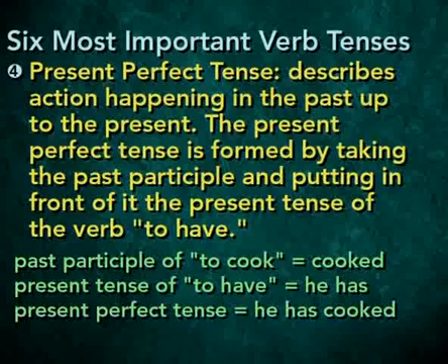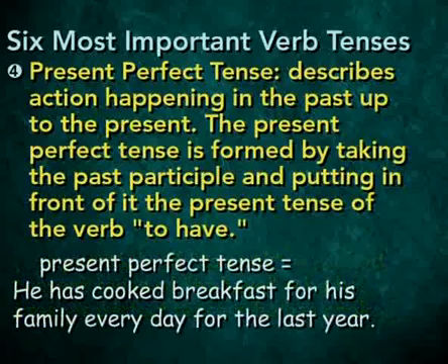Now remember, we said that the present perfect is used for actions in the past up to the present. So how might you use he has cooked in a sentence? Well, how about this? He has cooked breakfast for his family every day for the last year.